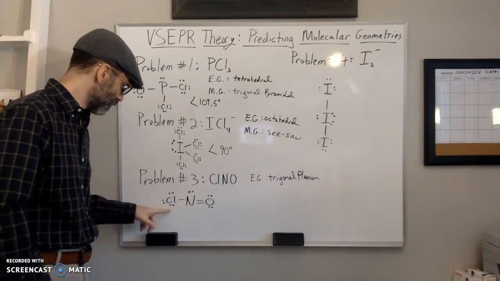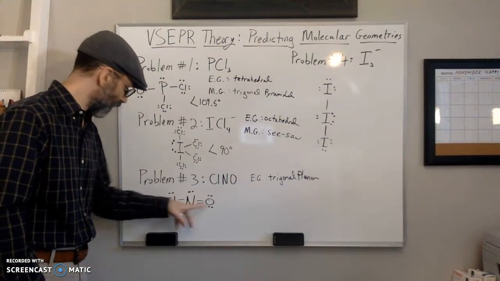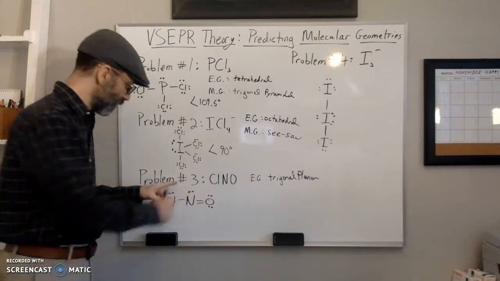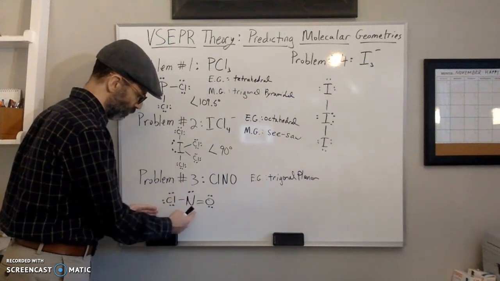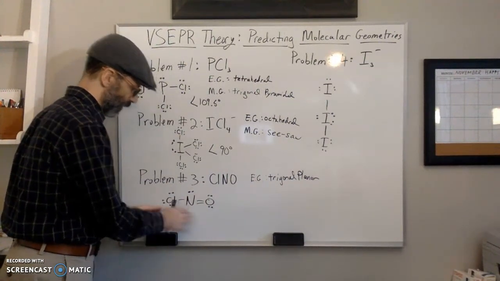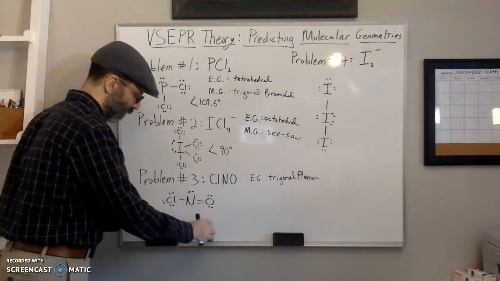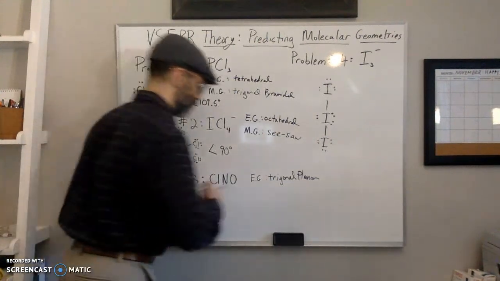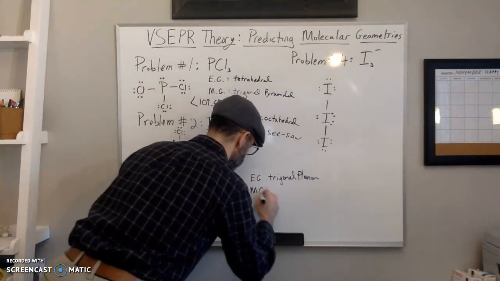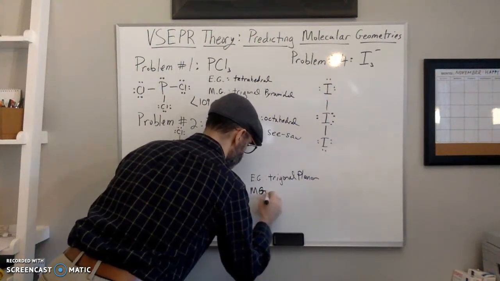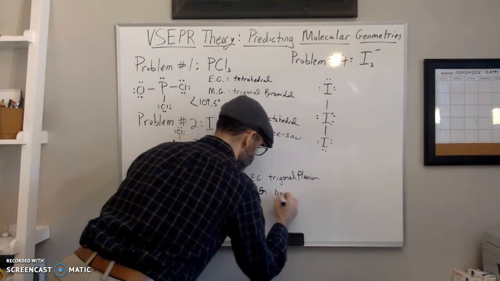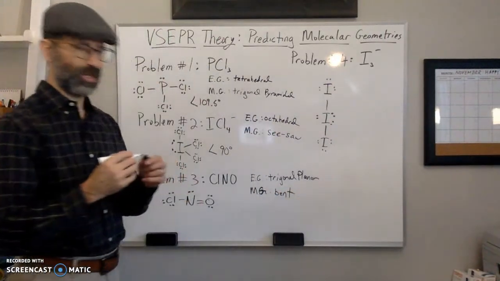So here, since I have 1 lone pair, this lone pair is going to bend these closer together. I have a trigonal planar situation going on here, but the atoms themselves are going to be bent. So the molecular geometry is going to be bent. So that's the molecular geometry.